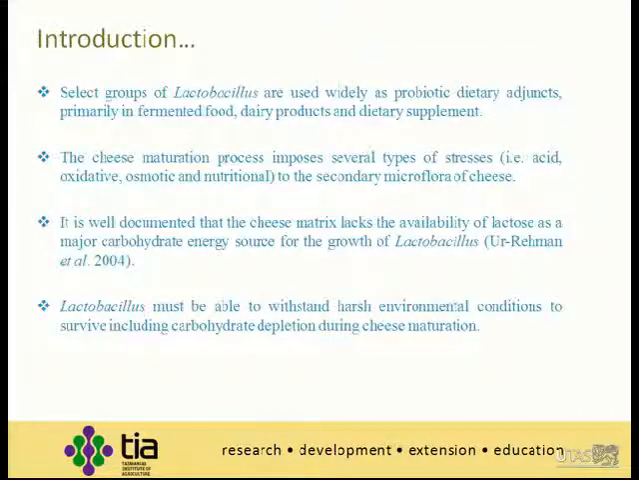This group of Lactobacillus microorganisms is commonly used, as I mentioned before, in fermented products, and cheese is one of them. Cheese processing imposes several kinds of stress on these microorganisms, like acid stress, osmotic stress, and nutrition stress. It is well documented that cheese lacks lactose as a major carbon source for these microorganisms to grow. So Lactobacillus must be able to withstand this harsh environment during cheese maturation.